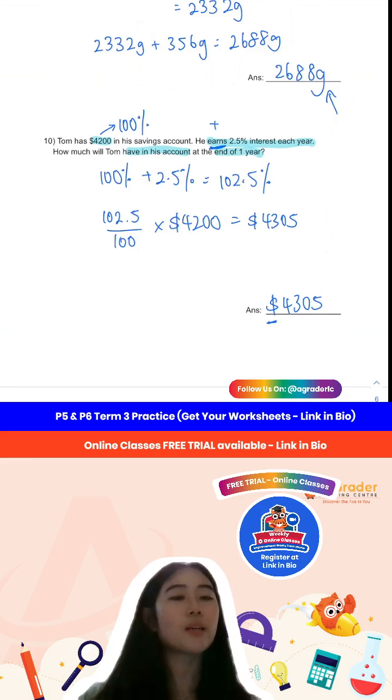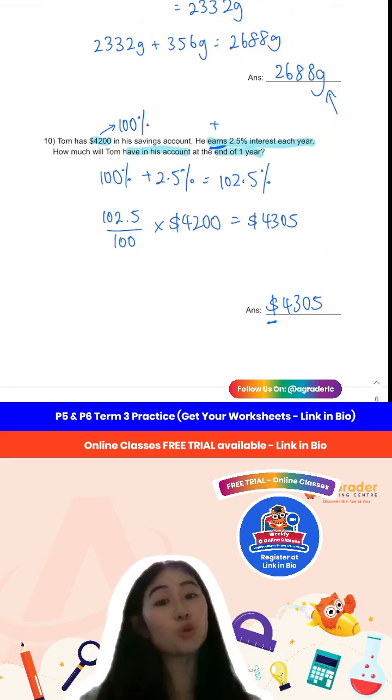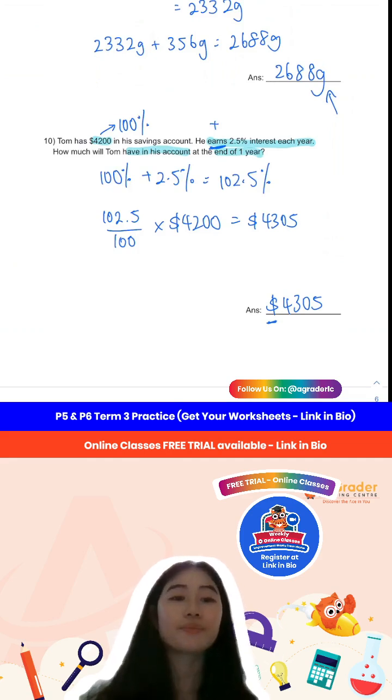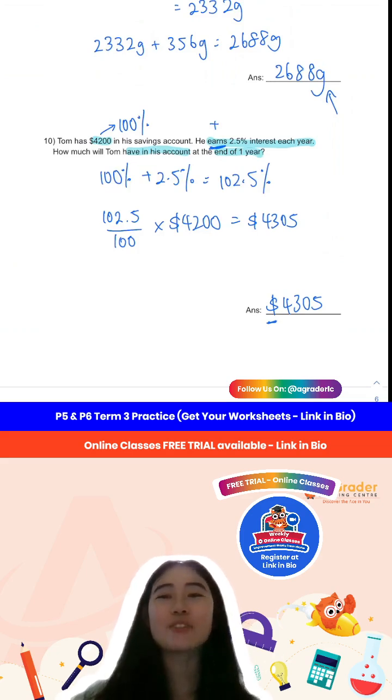Octopus, there is PSLE revision. Yes, of course there is. When we go through the P6 papers, that is considered PSLE revision. Wong's, Tom should teach life hacks, is it? Like how he saves money, is it? Yeah, why not?